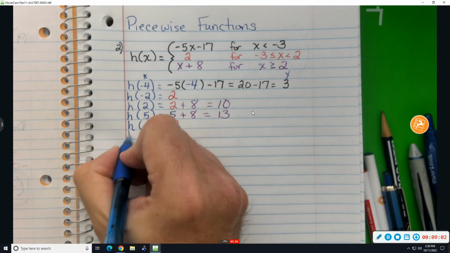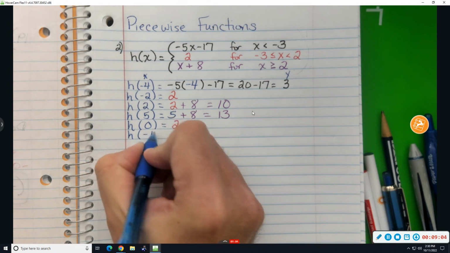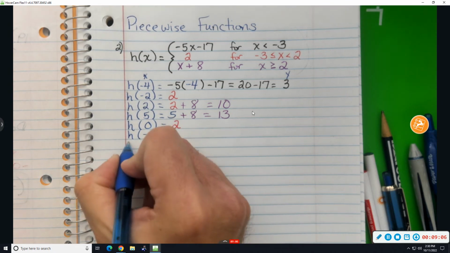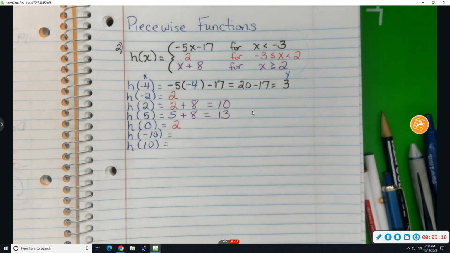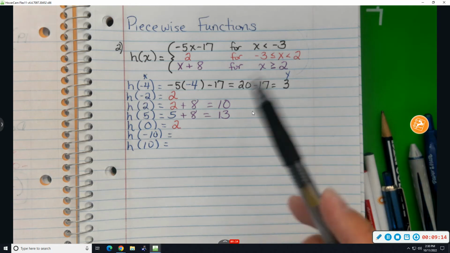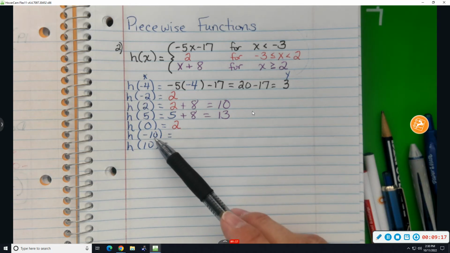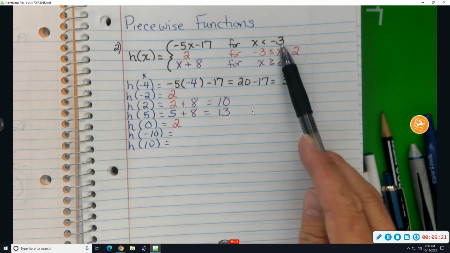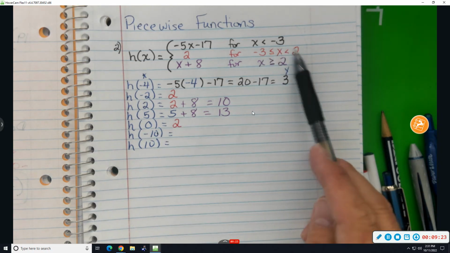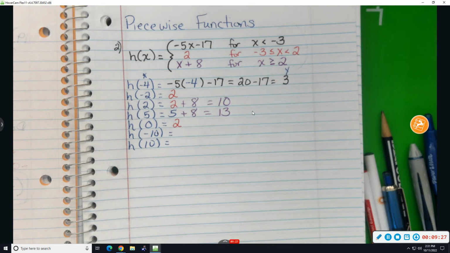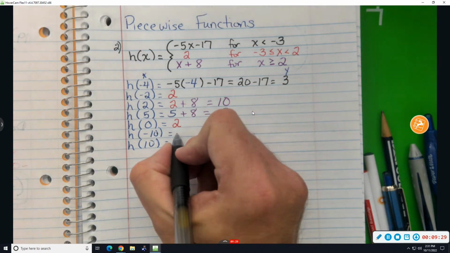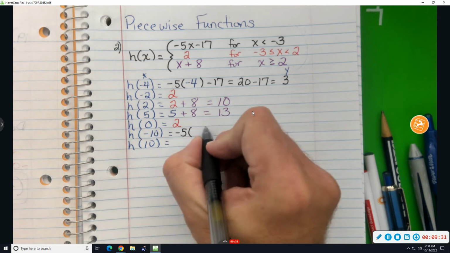What about h of negative 10 and h of positive 10? Well, h of negative 10 would be the first one, which would be 50 minus 17, which is 33. Okay, so negative 10 is less than negative 3. It's not between negative 3 and 2, and it's not bigger than 2. So it is that first one. Then would be the purple rule, and that would be 10 plus 8, which is 18.